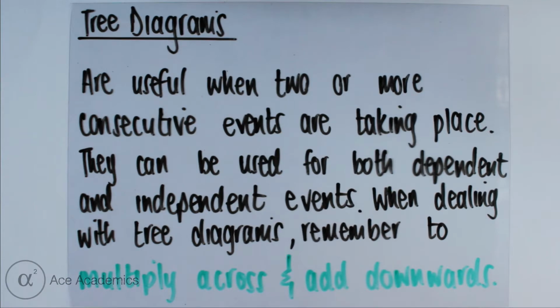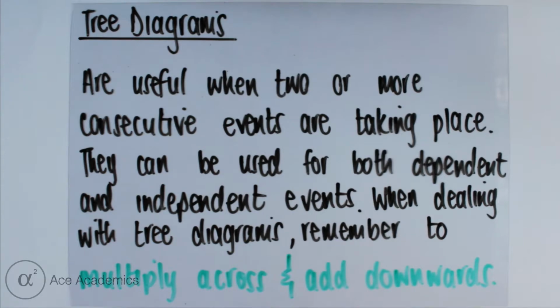They can be used for both dependent and independent events. Now, we've previously discussed what dependent and independent events are. When dealing with tree diagrams, remember to multiply across and add going downwards. Now, that last sentence doesn't make much sense, but it will make sense when we go through an example.